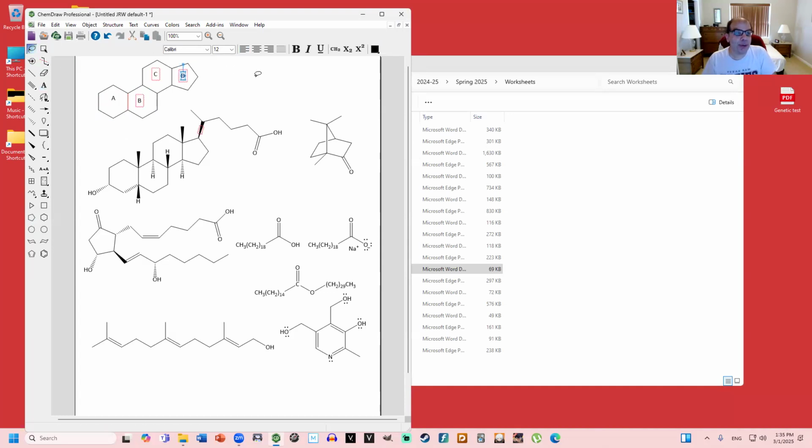That's what biochem textbooks will call them as well. That's where you want to look first. You want to look between the A ring and the B ring. And if that ring junction is cis, then you've got a bile salt, also called a bile acid.